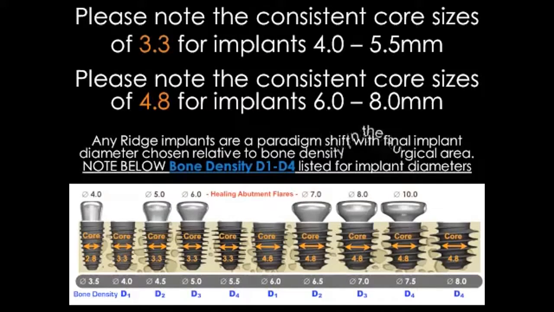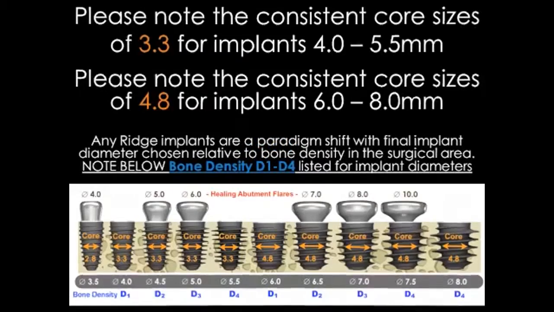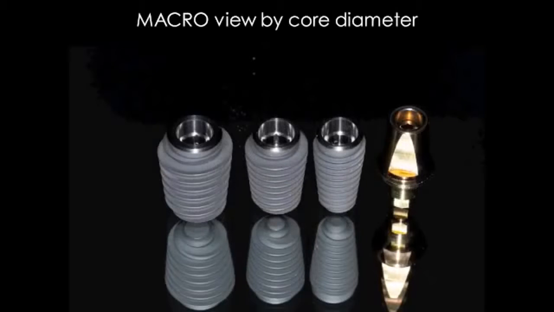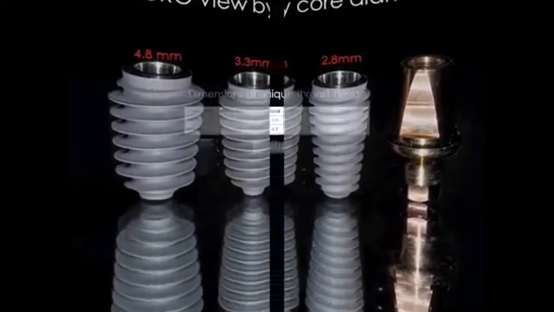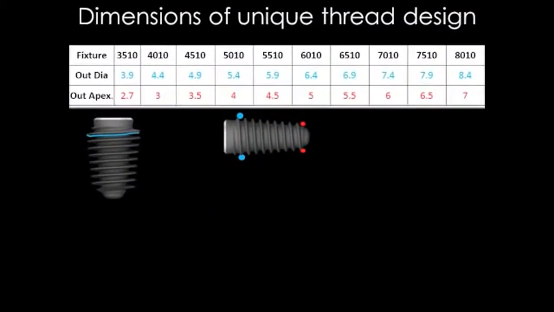Again, D1, D2, D3, and D4. As the number of the density gets higher, like D4, the thread pattern actually gets wider. So you have D1, D2, D3, and D4 again. But you're really dealing only with 3 core sizes. The 3 core sizes are 2.8, 3.3, and 4.8. Your 3.5 is a 2.8 core, your 4.0 through 5.5 is a 3.3 core, and your 6.0 through 8.0 is your 4.8 core.